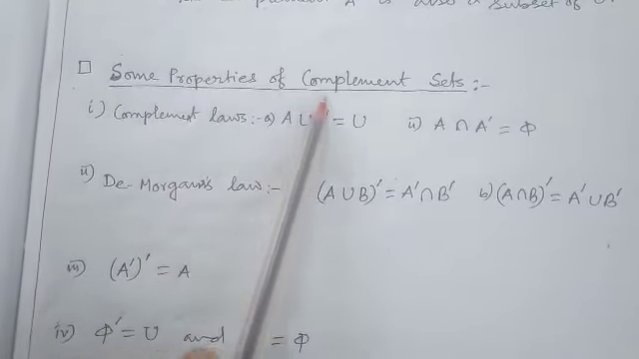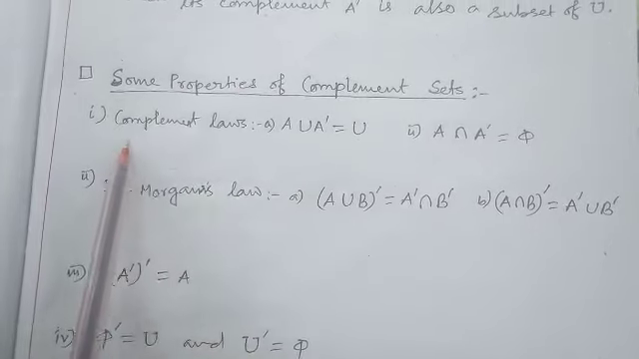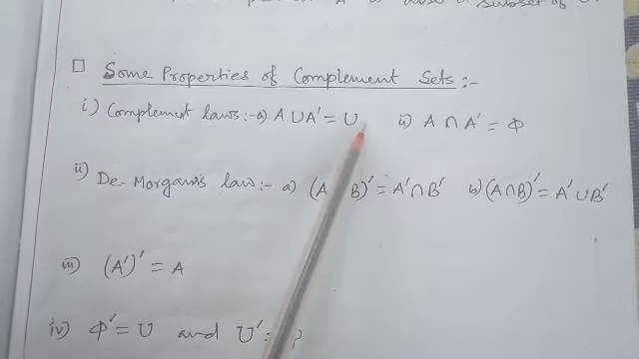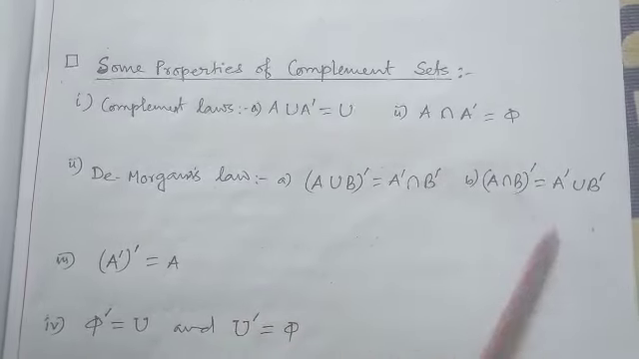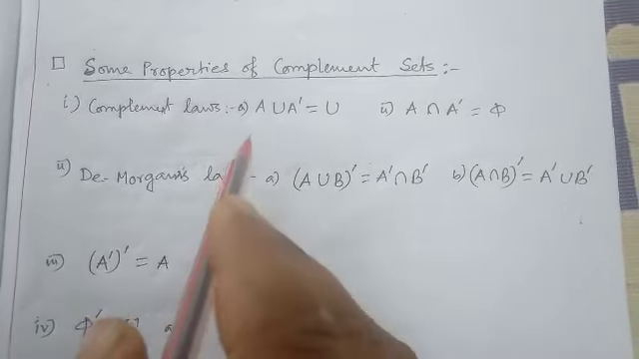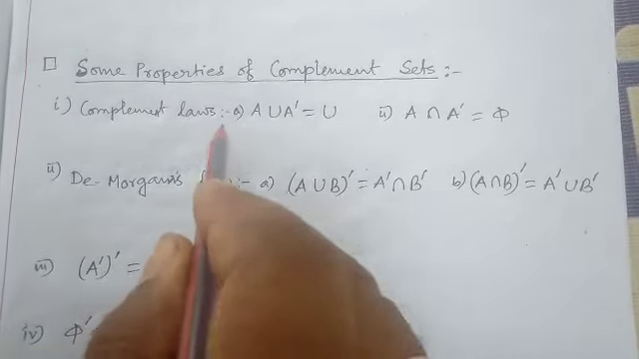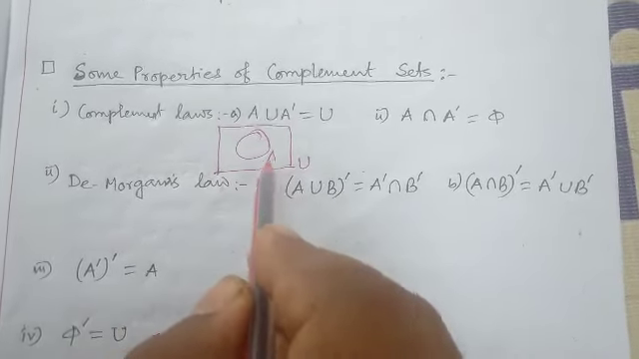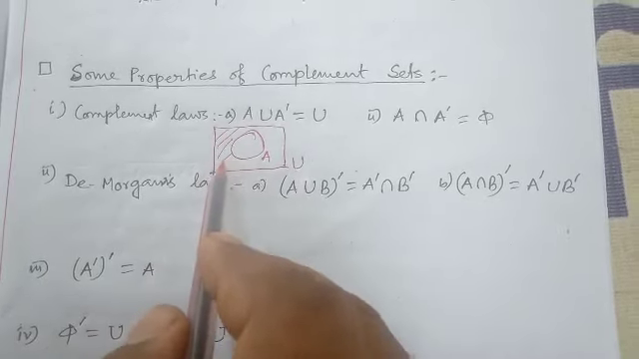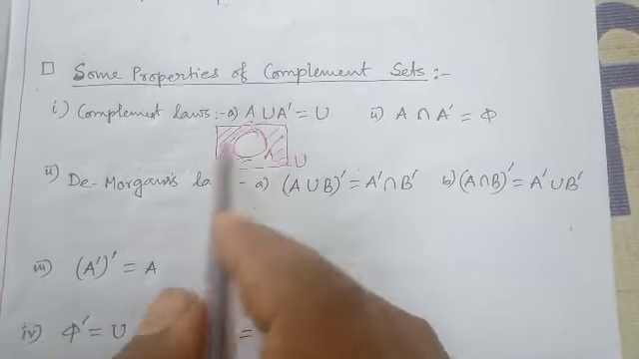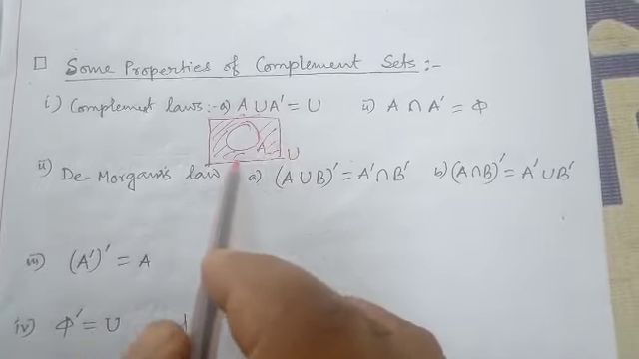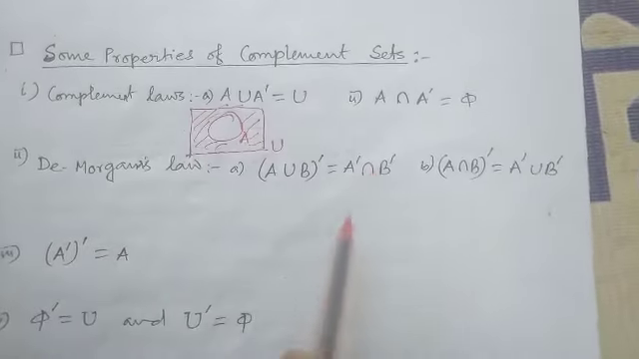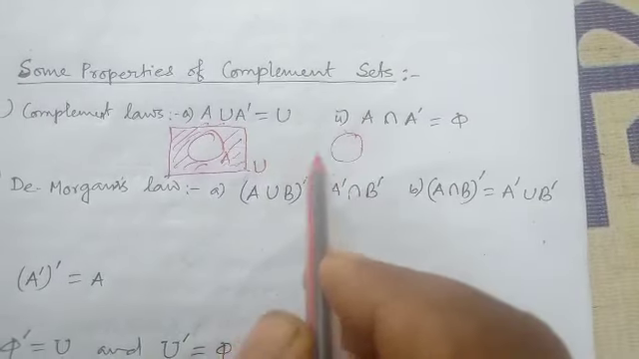Next you see some properties of complement sets. First one, complement laws. A union A complement equals U and A intersection A complement equals phi. So A union A complement, this is your universal set, and this is your A set. So A union A complement, this portion is your complement portion. So union means addition of all the elements, that means the total common portion, that means the whole universal set.